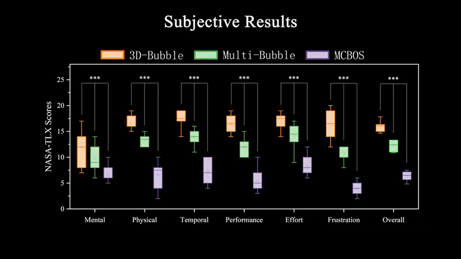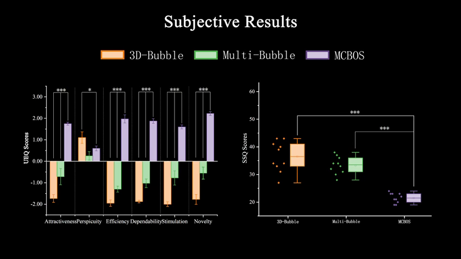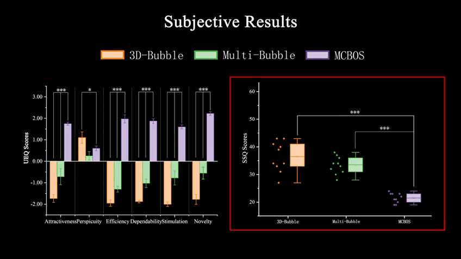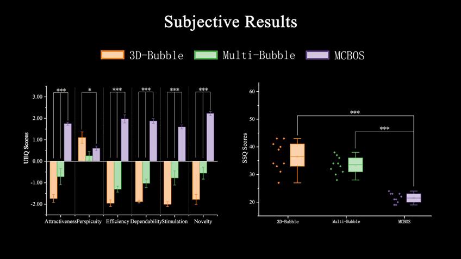In terms of subjective metrics, we first evaluated these 3 methods using the NASA TLX questionnaire. The NASA TLX questionnaire indicates that MCBOS shows significant improvement over 3D bubble and multi-bubble across all metrics. Secondly, we evaluated these 3 methods using the UEQ and SSQ questionnaires respectively. The results of the 2 questionnaires indicate that, without compromising perspicuity, MCBOS shows significant improvement compared to 3D bubble and multi-bubble.